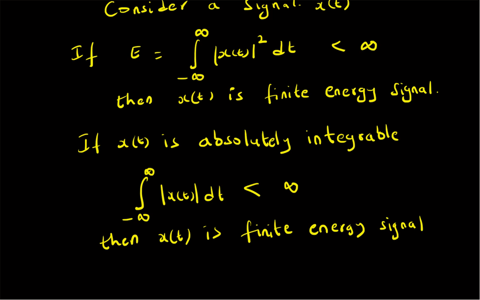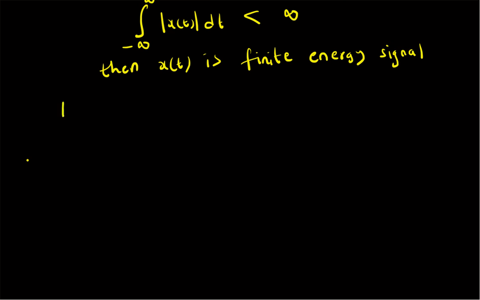In this video, the goal is not to relate these two inequalities theoretically, but to look at a practical understanding: given a signal, how do we analyze whether it is finite energy or not? For example, assume that x of t is equal to e power minus modulus of t. That is the definition of the signal x of t.